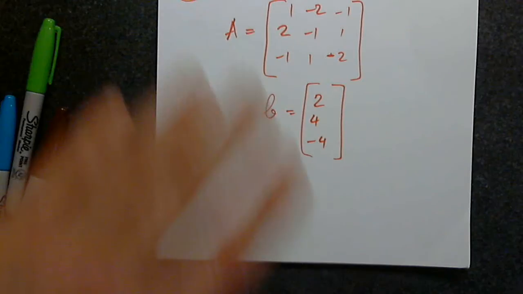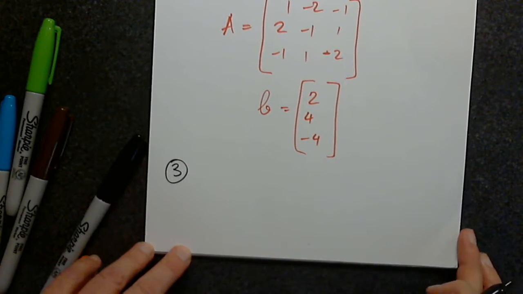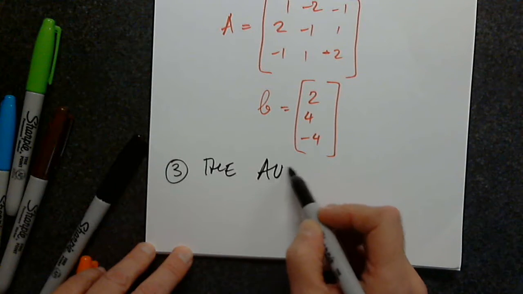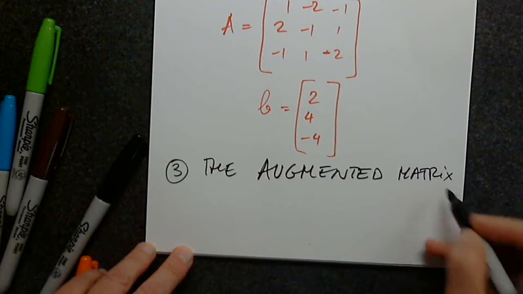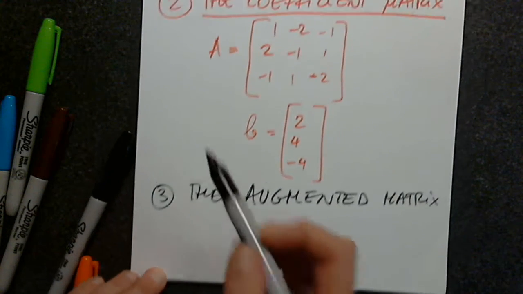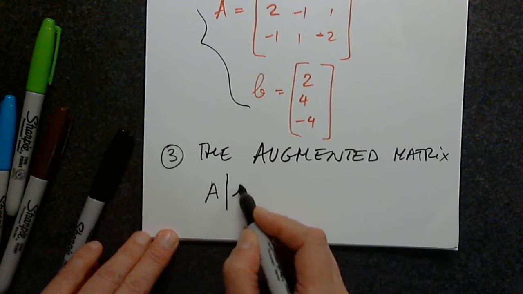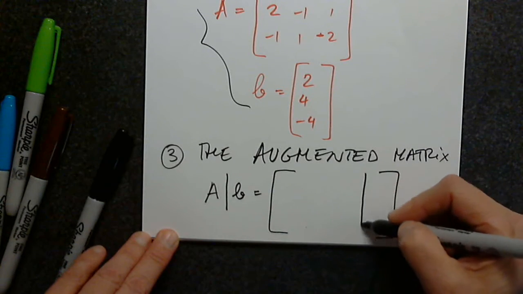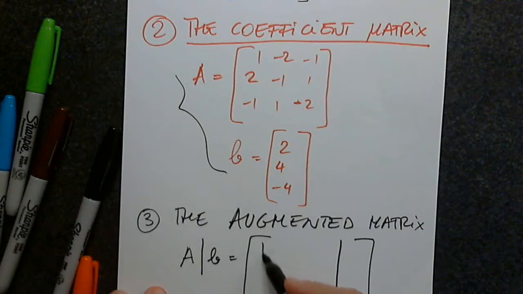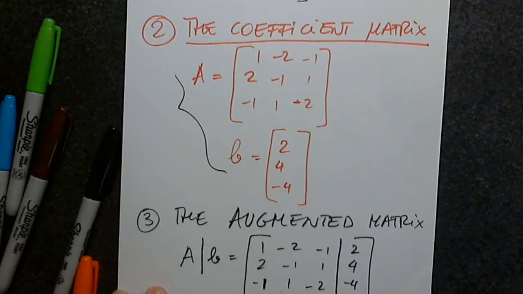Okay, as an example, let me go to step 3 and then I'll ask you. Step 3, the augmented matrix. The augmented matrix consists of these two augmented together, like this. A vertical bar, B. So now it will be the same thing, a vertical bar, and now I copy. 1, negative 2, negative 1, 2, negative 1, 1, negative 1, 1, negative 2, 2, 4, negative 4.